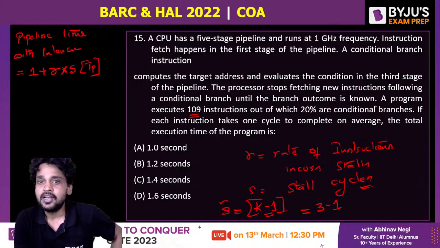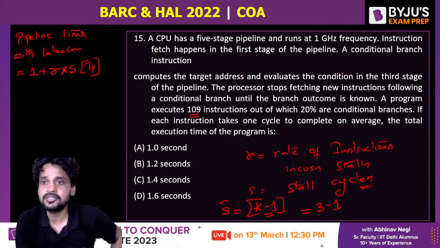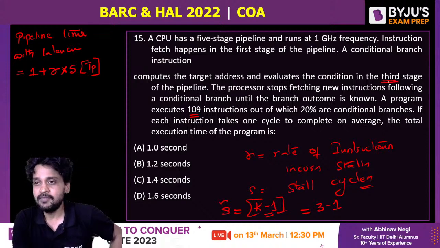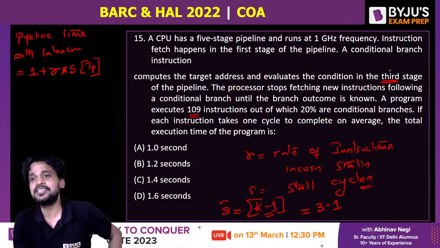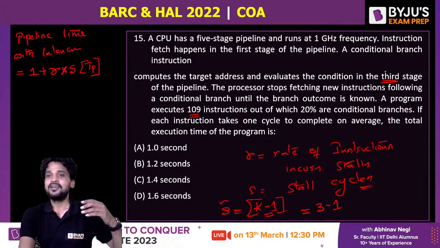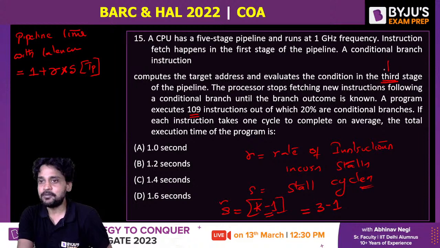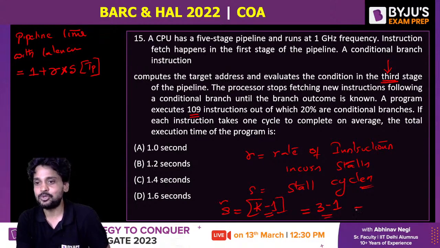Here it is given: conditional branch instruction computes the target and evaluates the condition in the third stage. So when an instruction enters the third stage and it is found to be a conditional branch instruction, the fetch will get stopped. In which stage has it been stopped? K now becomes 3, so the stall cycles are equal to 2.